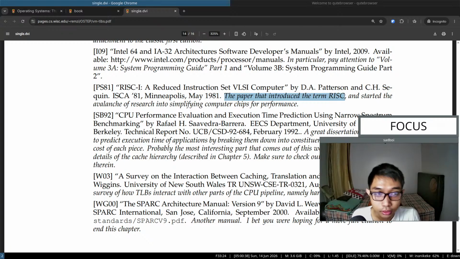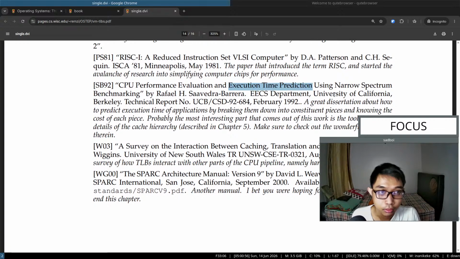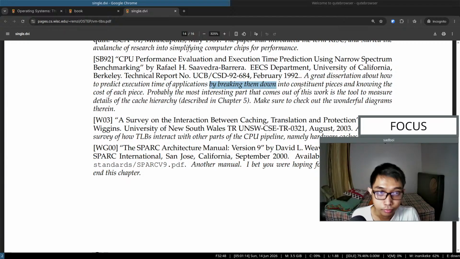Okay, the paper that introduced the term RISC and started the avalanche of research into simplifying computer chips for performance. Okay, CPU performance evaluation and execution time prediction using narrow spectrum benchmarking. A great dissertation about how to predict execution time of applications by breaking them down into constituent pieces and knowing the cost of each piece.